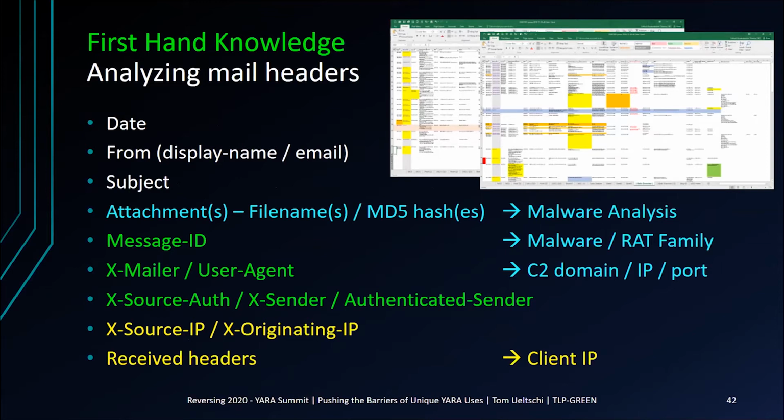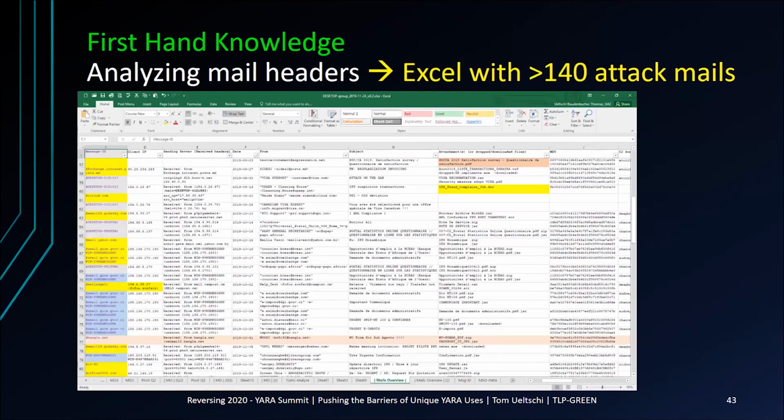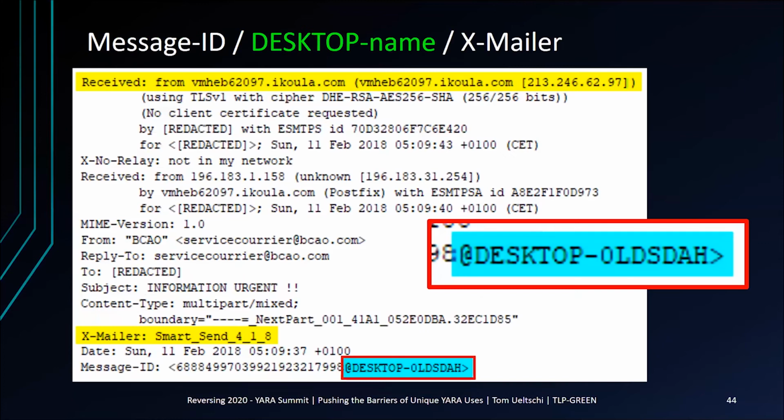Soon I started an Excel spreadsheet to keep track of all the data points used for correlation. These include a number of email headers, along with malware hashes, family, and C2 details. The list has grown to over 140 attack mails analyzed to date. Where does the name Desktop Group come from? I started noticing desktop names in the message ID headers, which are pseudo-unique random generated for each Windows desktop installation.